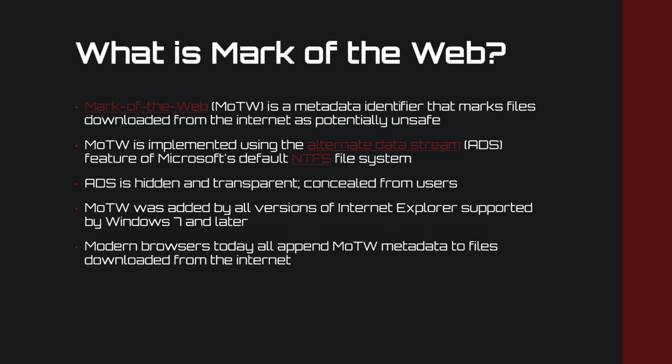So what is Mark of the Web? Well, simply put, Mark of the Web is a metadata identifier that marks files downloaded from the internet as potentially unsafe. Essentially, any file that you download from the internet will be appended some properties that will signal to the Windows operating system to perform some extra scrutiny over the file and signal it to the user.